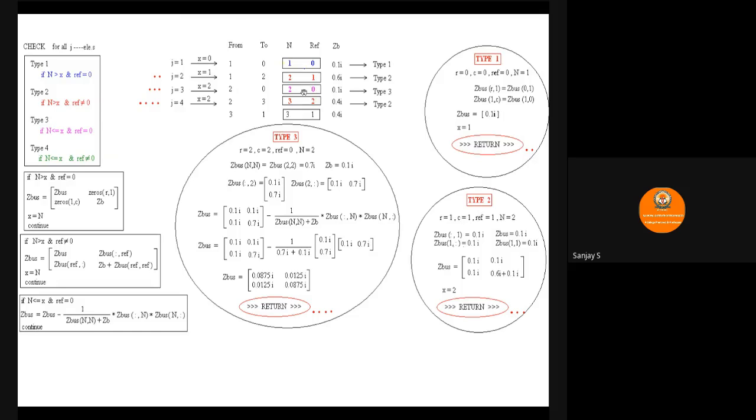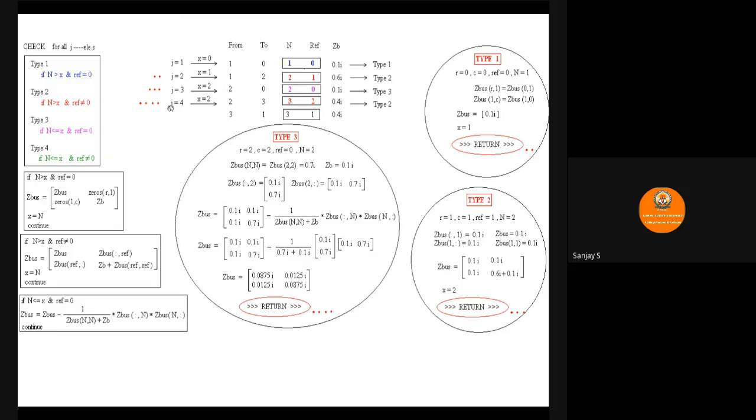Now again compare the variables. So what is happening here? N and X are equal here, and reference is 0 value. So it should undergo type 3 modification, because whenever N is less than or equal to X and reference is a 0 value, it should undergo type 3 modification. So I'm showing type 3 modification here. As of now your ZBus size is 2 cross 2, so R is 2, C is 2, and in this particular row, reference is 0, capital N is 2. Substitute all the variables in the given formula, and after simplification, you'll be getting the following ZBus, and it will return, and again it will go to the fourth row.